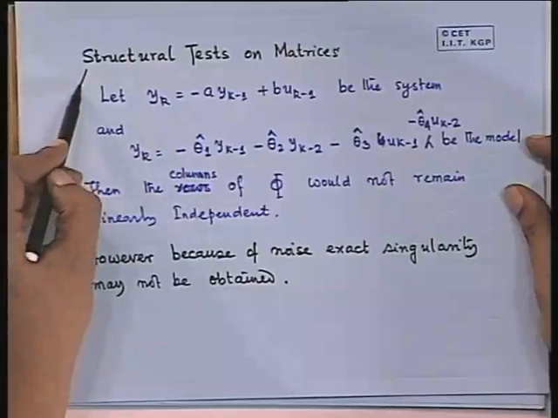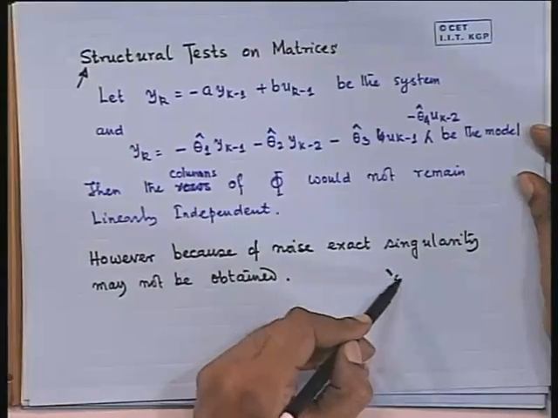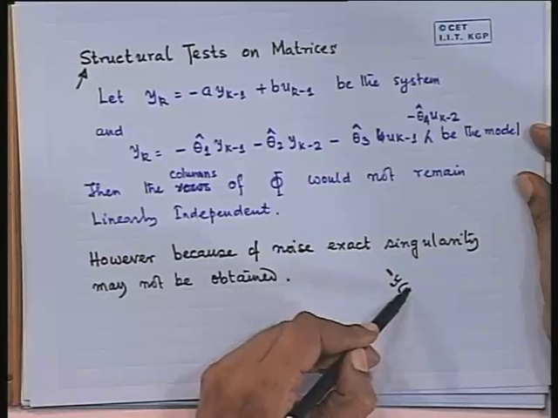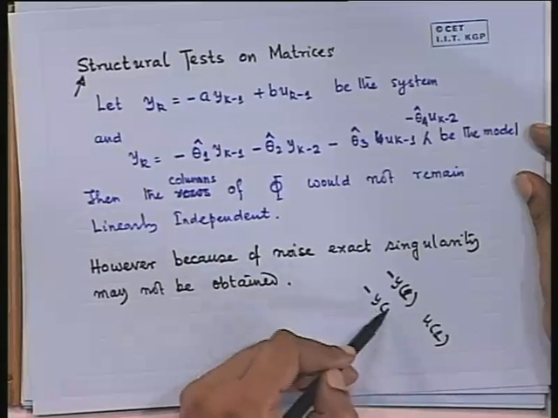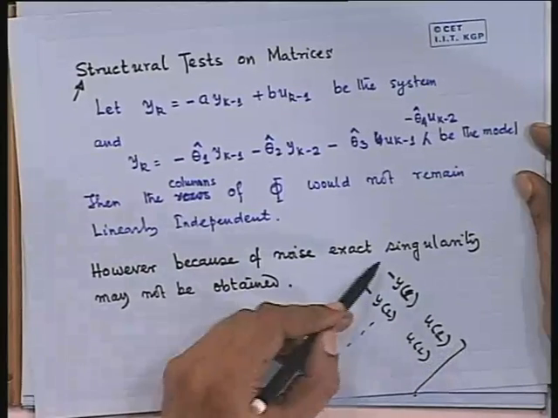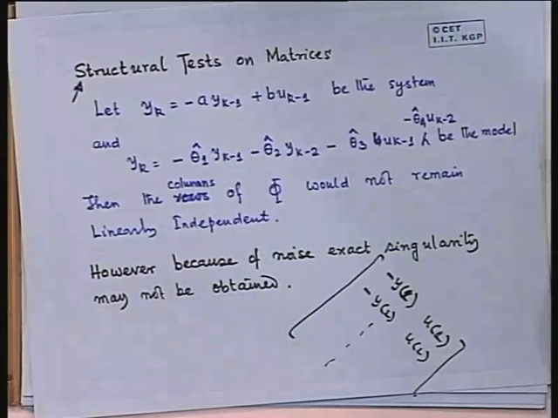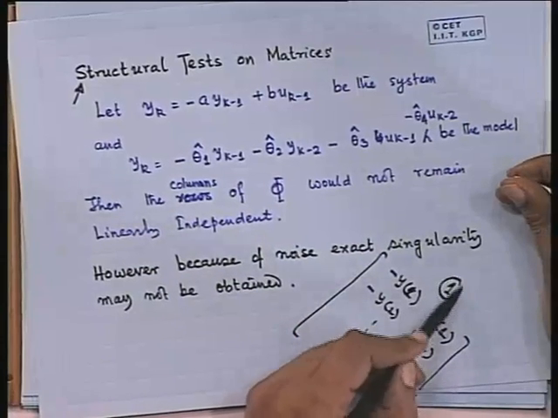Then the other approach, which is simpler conceptually, is to do structural tests on matrices. Suppose you have a data vector, right? So you have minus y_{k-1}, say minus y1 u1, minus y2 u2, and so on. This is your data vector phi, right? This is your data vector for a first order model.